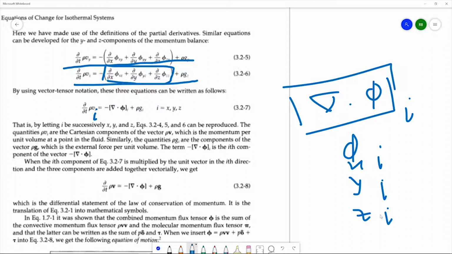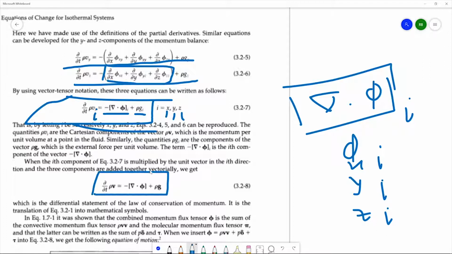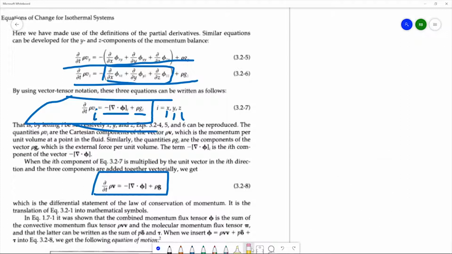So you can replace i by x, x, x, so the x component. For the y component, you have to replace i by y, y, y, right? For the z component, you have to replace i by z, z, z, right? So this is minus divergence of phi for each direction, okay, and rho gi. This is your scalar notation. Or vector notation, because we're doing it for one direction, because it is a tensor. So you can express this in the vector form. So this will give you this vector form. Okay, so you have derived this equation. This is nothing but the equation of motion or momentum balance.